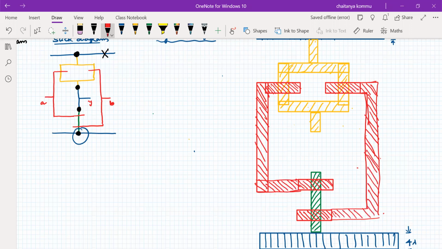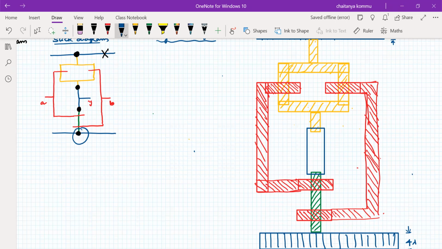Okay, so at the middle, we need to have one metal there. Its size is 3 lambda, minimum 3 lambda we have to maintain. So that's it.